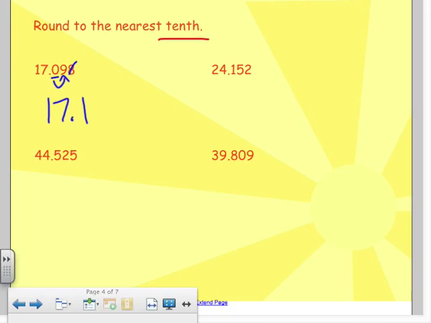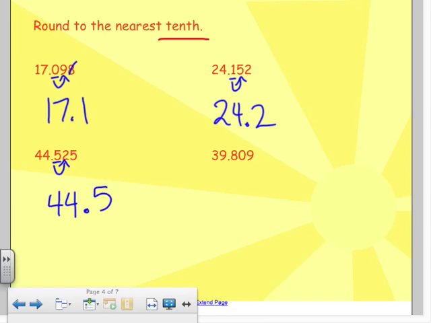My next problem, I have a 1 with a 5 in the hundredths place. Again, 5 or higher rounds it up. So it rounds up to 24.2. Third example, we have a 5 with a 2 in the hundredths place. That is not going to round it up. So my number is going to stay at 44.5.